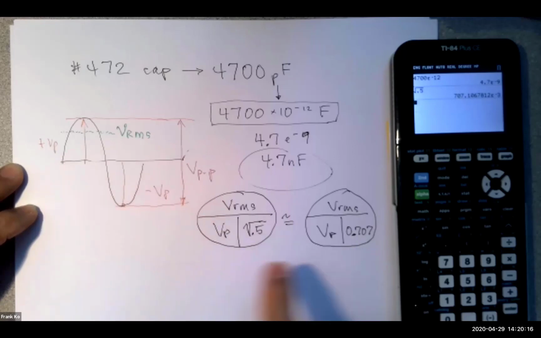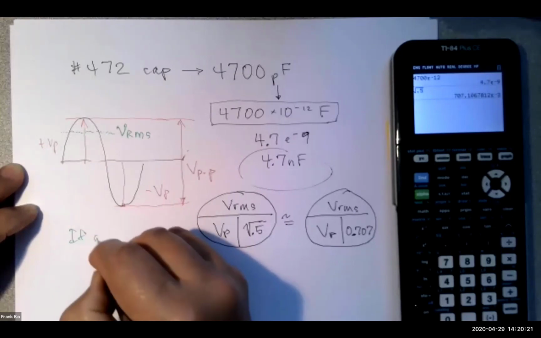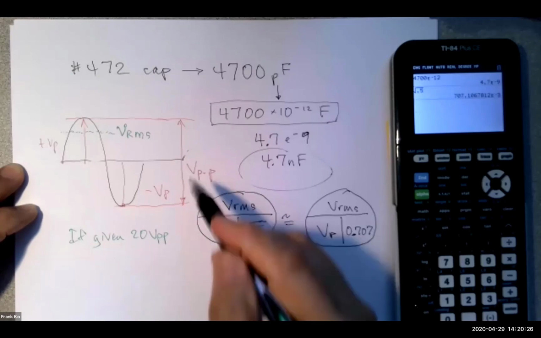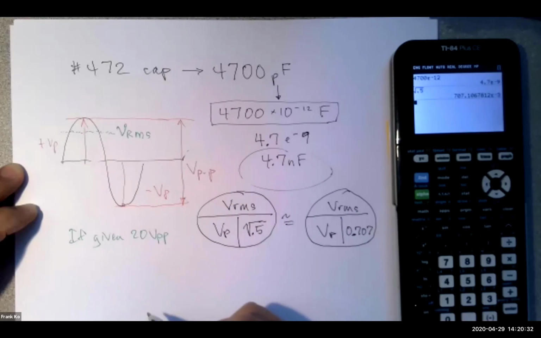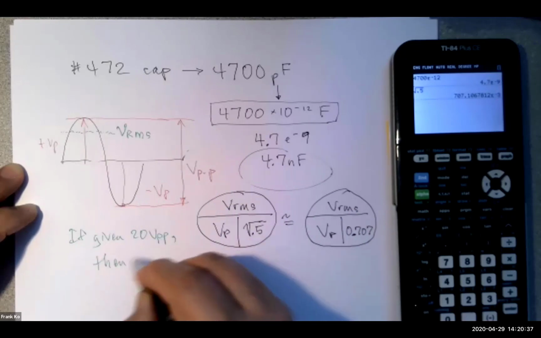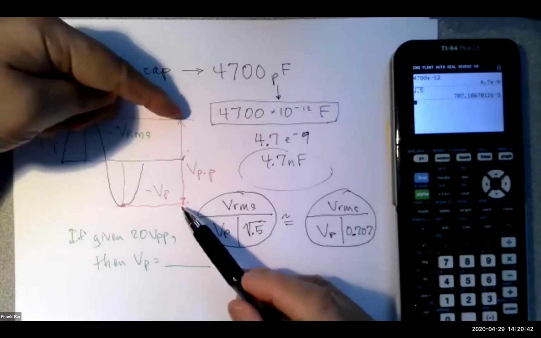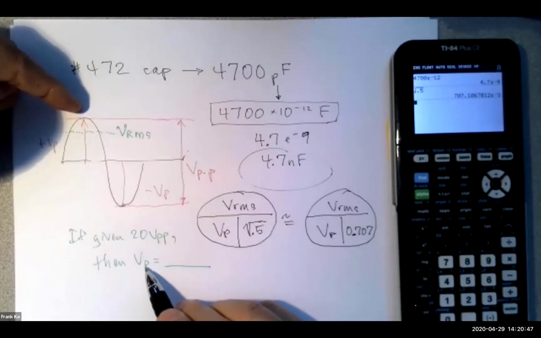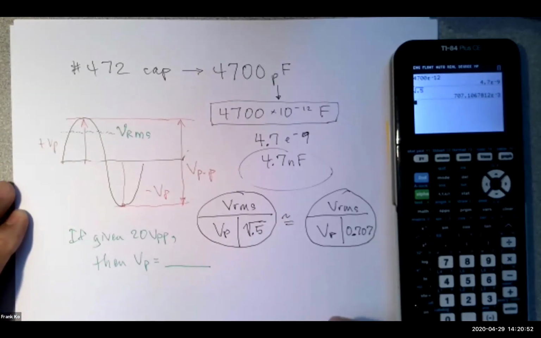So if we have 20 volts peak to peak, that means from the top all the way to the bottom is 20 volts peak to peak. If that's what we're given, then V peak is equal to blank. If the whole thing from here to here is 20 volts peak to peak, what is my V peak going to be? Question goes to Rolando. What is V peak going to be?